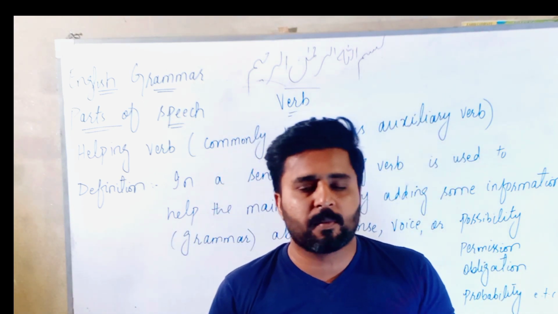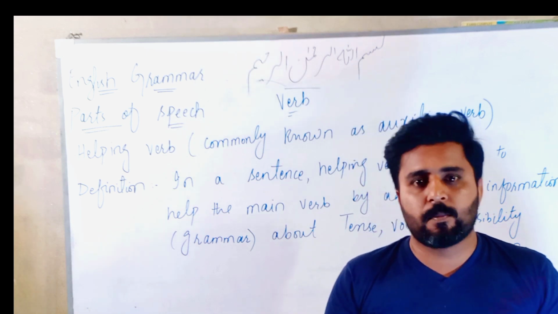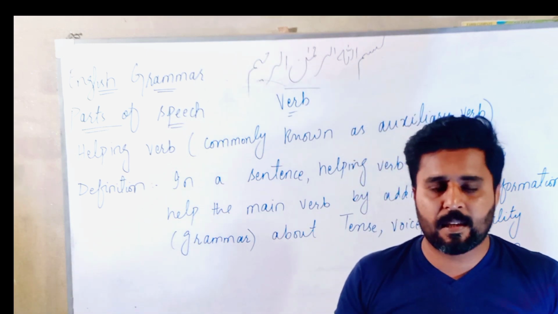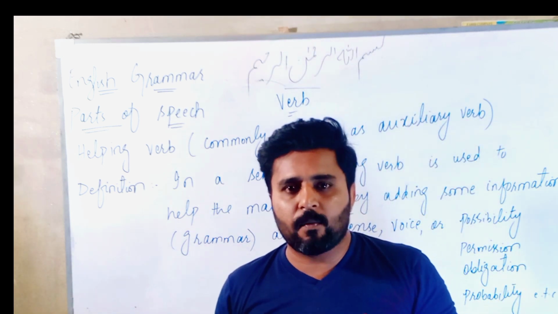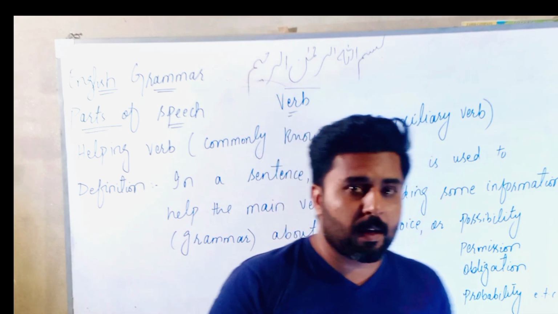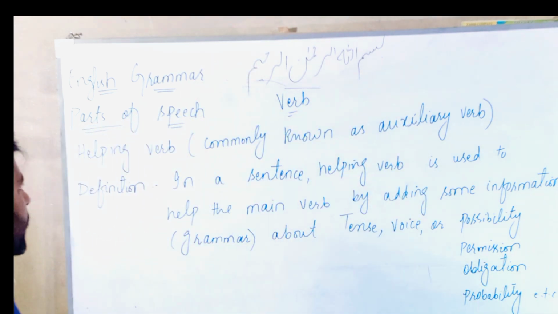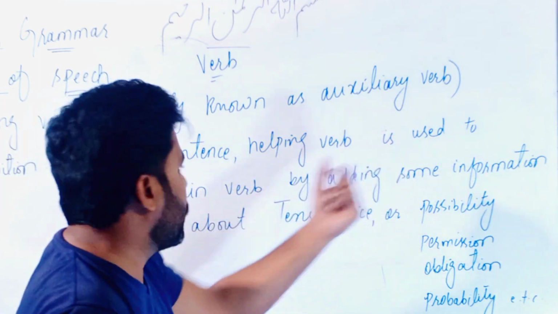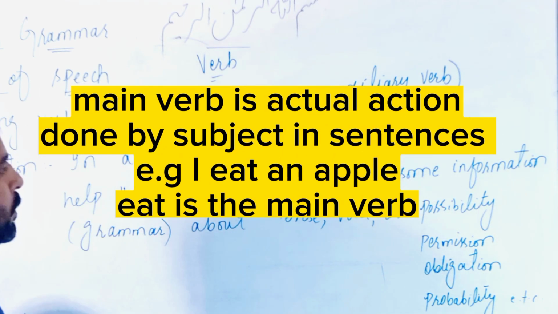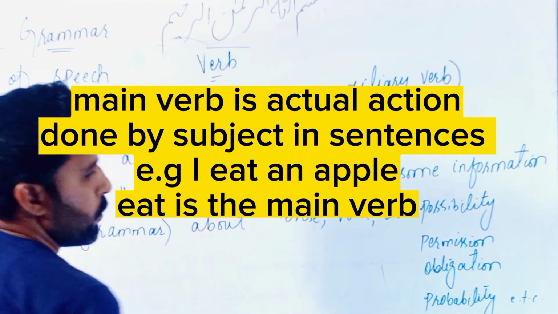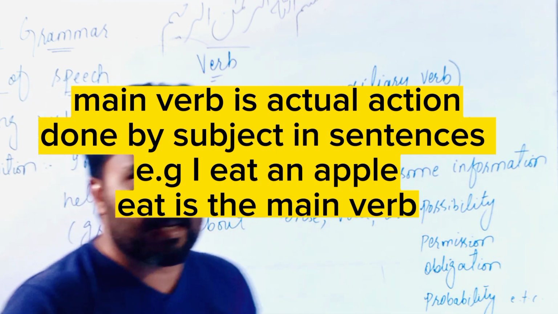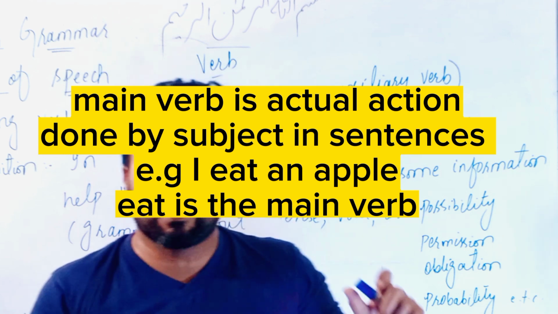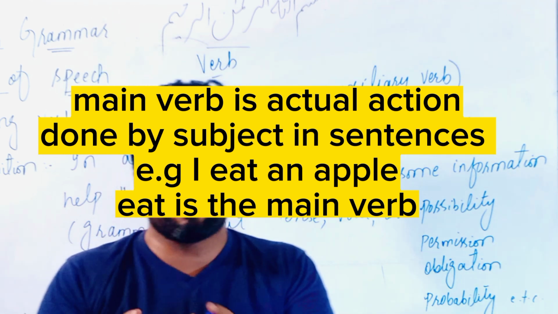They are helping verbs, and they help the main verb to complete its meaning according to tense and time or space, or whatever the sense of the sentence becomes. So a helping verb in a sentence is used to help the main verb. Main verb, as we already know, is the main action of the sentence done by the subject. So main verb means action.